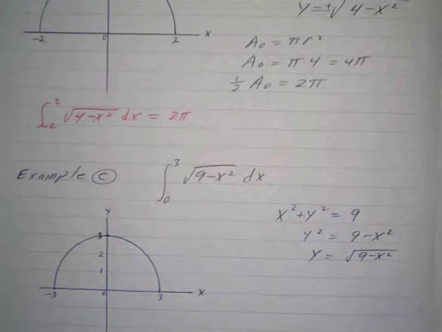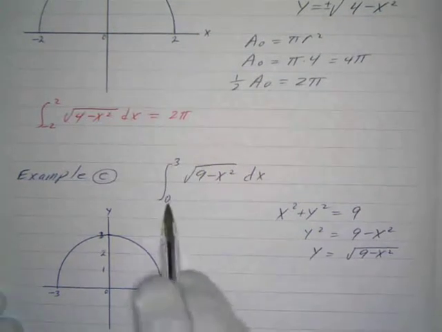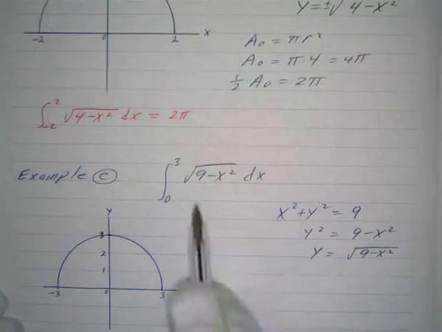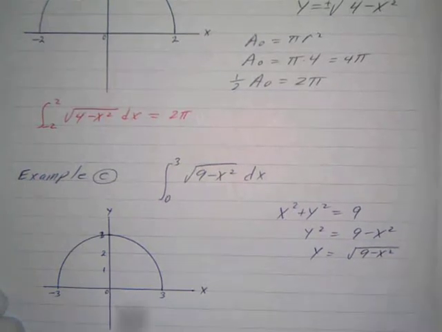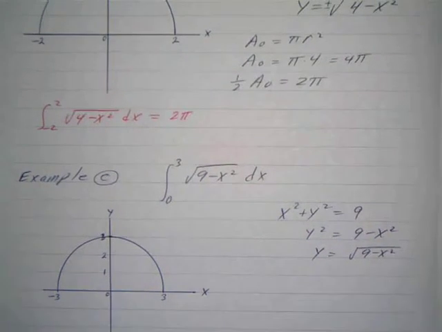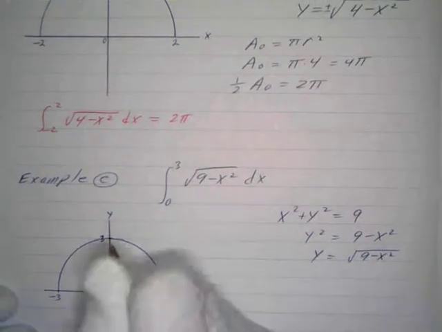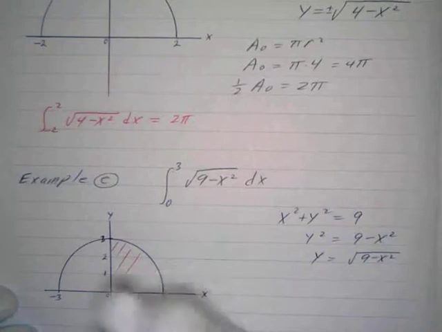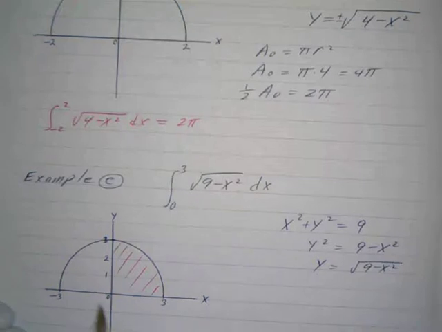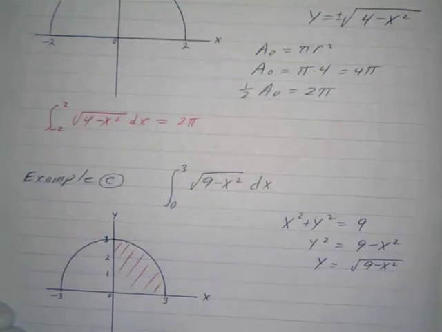This is another circle. You can see it over here. The integral from 0 to 3 of the square root of 9 minus x squared dx. And again, this is another circle. The radius is just going to be 3. But we want to just take the area in here. And that's just going to be from 0 to 3, so that's just a quarter of the circle. So we do the same thing.